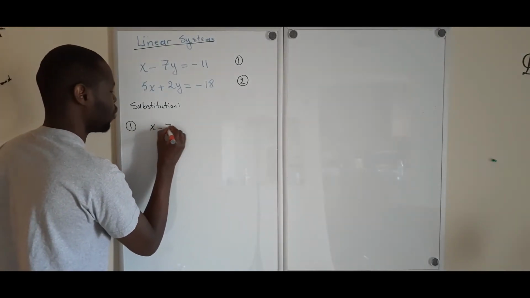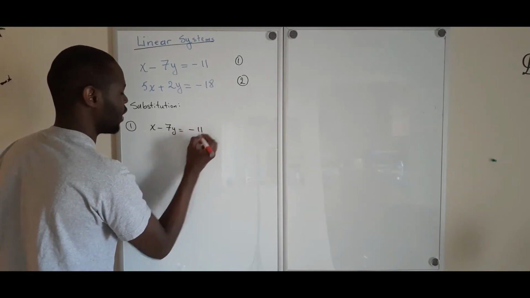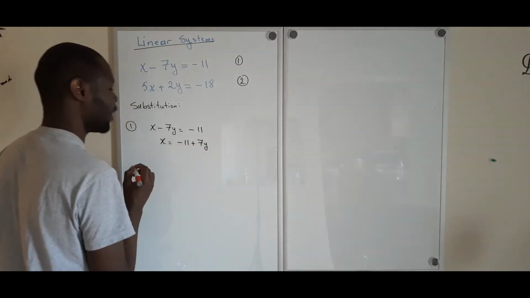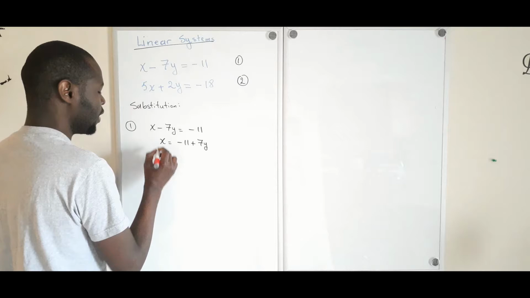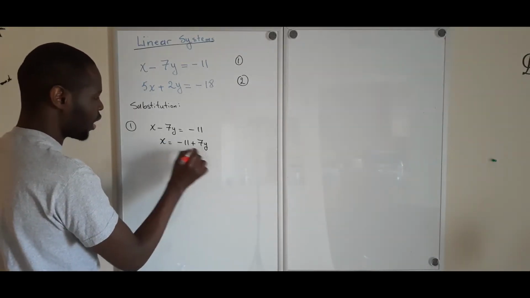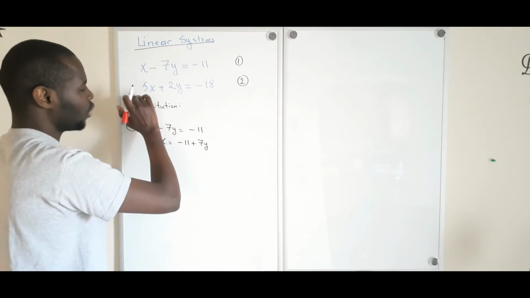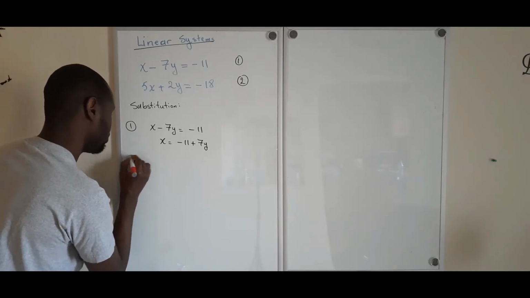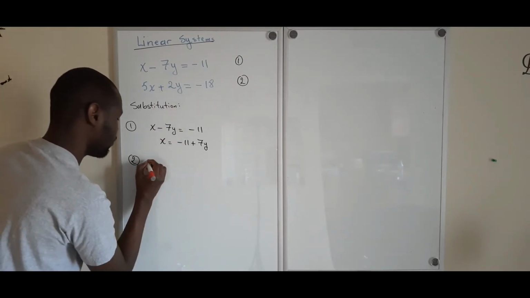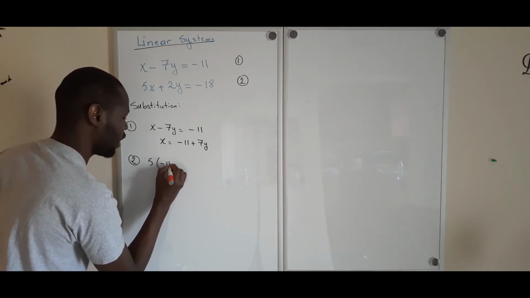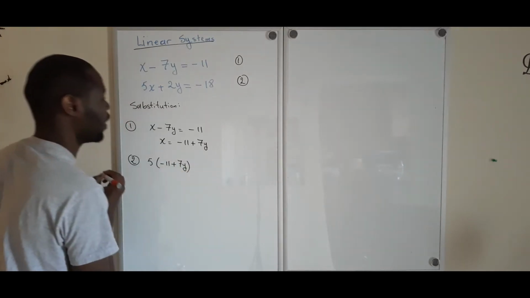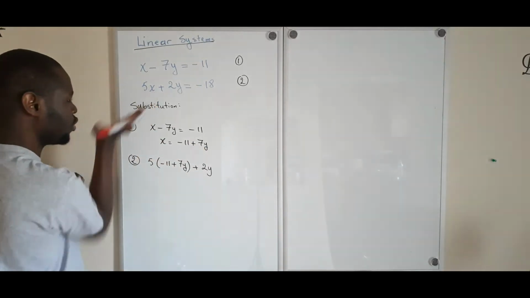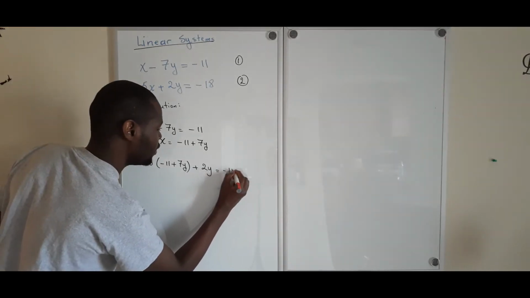So let's go ahead and do that. x minus 7y equals negative 11. So x equals negative 11 plus 7y. Yes, so x is in terms of y. Now we will take this value of x that is in terms of y and put it back into this equation. That way we'll have one equation that has the same variable. So in equation 2, we will substitute the value of x into it. So 5 times, what is x? Negative 11 plus 7y, plus 2y. Again, I'm just putting x into here, equals negative 18.